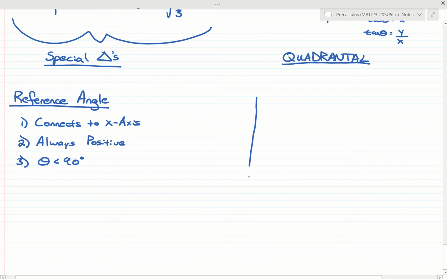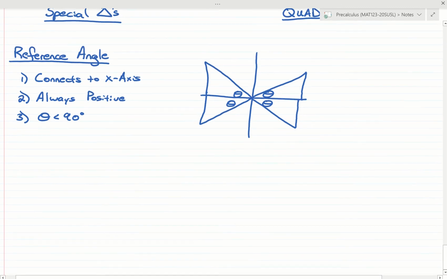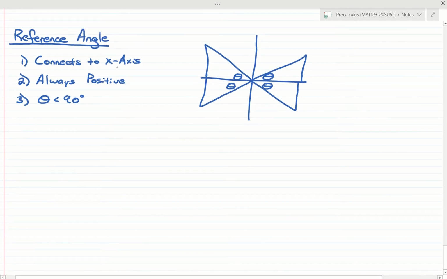So for example, a reference angle would look like this in quadrant 1, or like this in quadrant 2, or like this in quadrant 3, or like this in quadrant 4. All of these angles are less than 90 degrees. You would make them positive, and all of those angles are less than 90 degrees. I'm not even going to mention the other axis. We only focus on the x-axis.